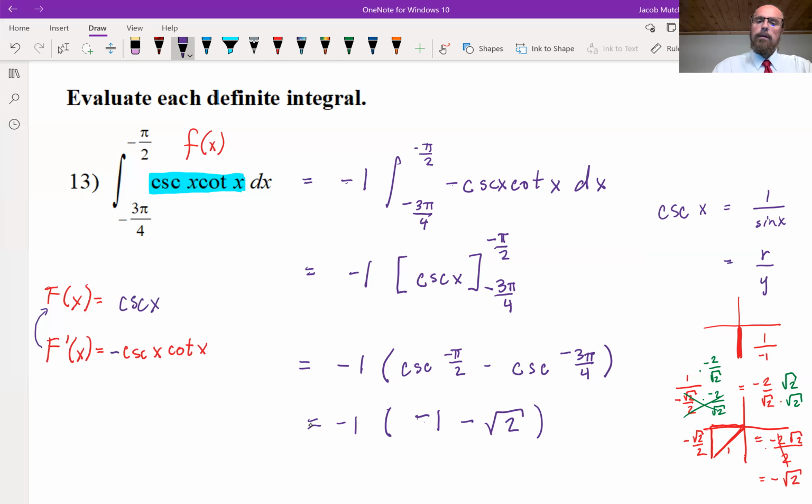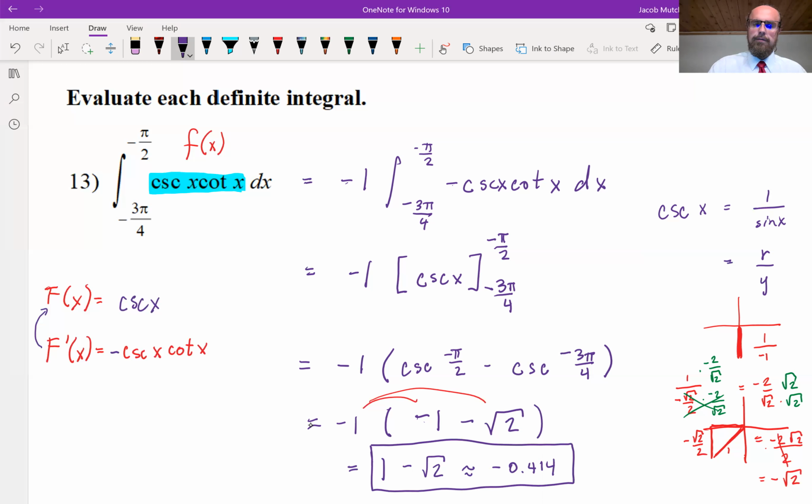So that gives me one last step here. I just need to distribute my negative 1 through my parentheses. And that's going to give me a final answer that's exact of positive 1 minus the square root of 2. And then a good decimal approximation. Remember, square root of 2 is 1.414. So if I'm subtracting 1 minus 1.414, negative 0.414. And that completes the integration of the cosecant x cotangent x.